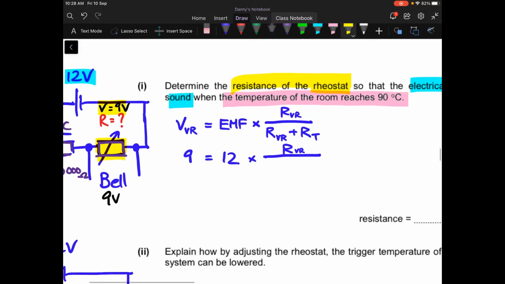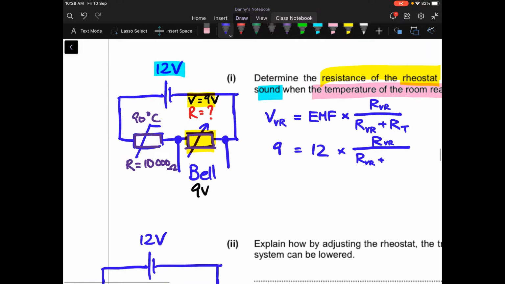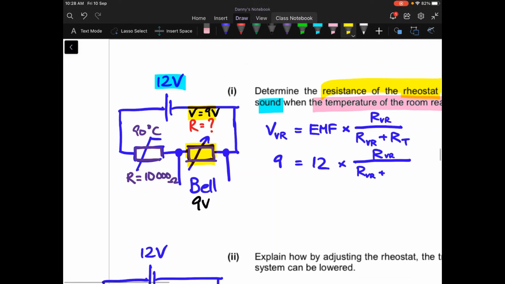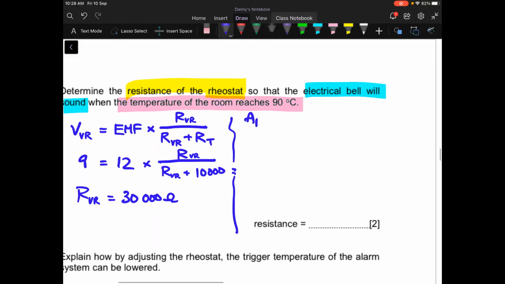Then I do not know my variable resistance because that is the thing that I want to find. So I will just put RVR over here plus RT. RT from the graph we have found it to be 10,000. So here I will have 10,000, and if you solve this equation and make RVR, I mean the resistance of the variable resistor, the subject, you should be able to find that it is 30,000 ohm. So this is the first method.